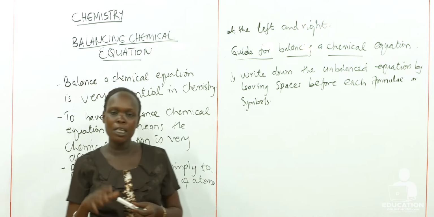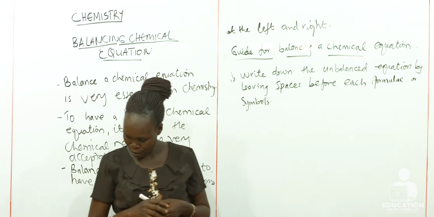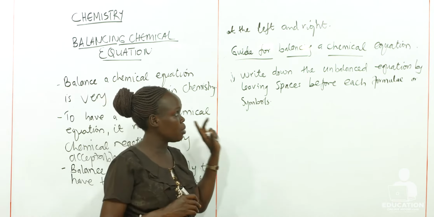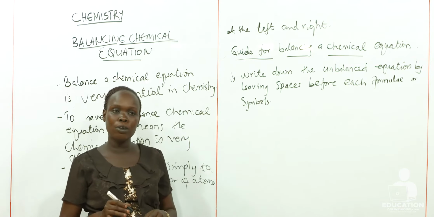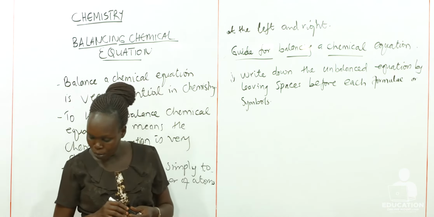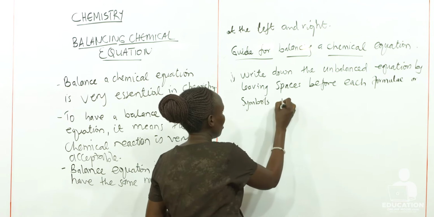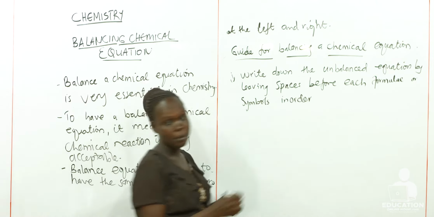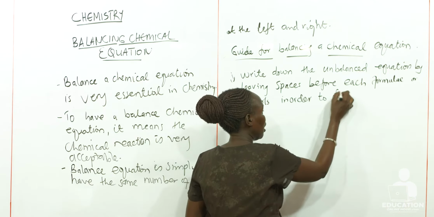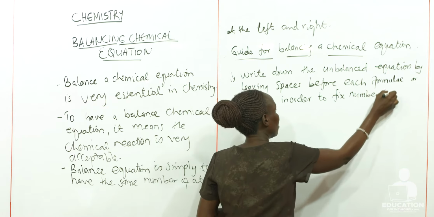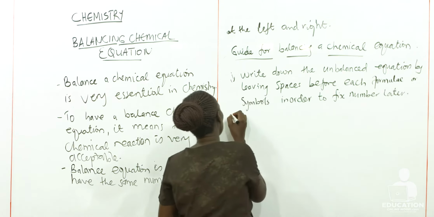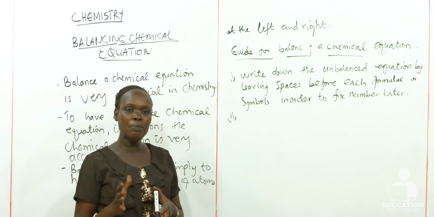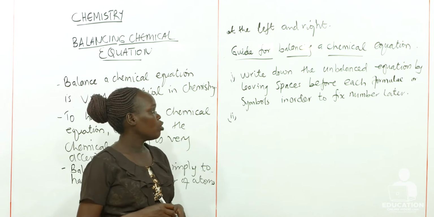So here the first thing to remember is to leave space before symbols or formulas. In order to fix the numbers later, we are leaving the space for us to put numbers in front of the symbols or the formulas. So the first step is to leave space before each symbol or formula in order to fix numbers later.